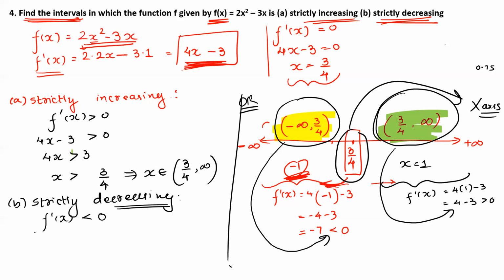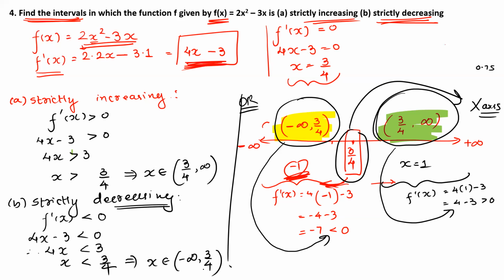Now what is f dash x? It is 4x minus 3 is less than 0. Let me add 3 on both sides, and let me divide by 4 on both sides. So I got that x is less than 3 by 4, meaning you can take any value from minus infinity up to 3 by 4. It's not less than or equal to.